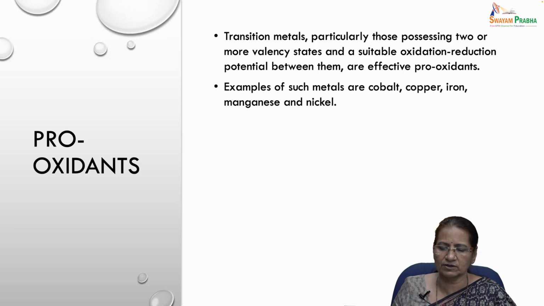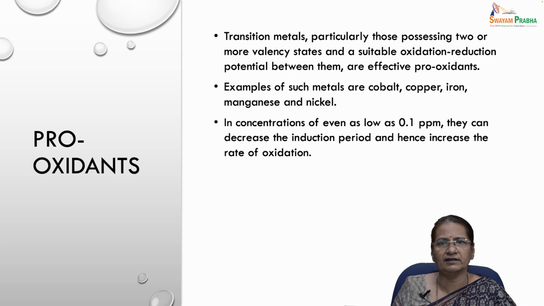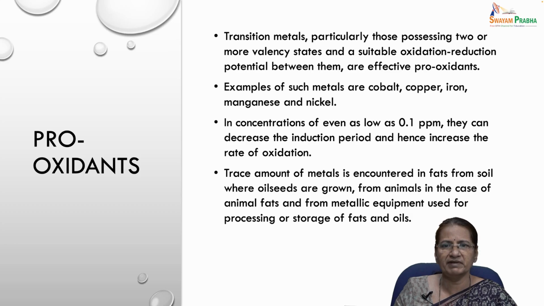Examples of such metals are cobalt, copper, iron, manganese, and nickel. In concentrations of even as low as 0.1 ppm, they can decrease the induction period and hence increase the rate of oxidation. Trace amounts of metals are encountered in fats from soils where oil seeds are grown, from animals in the case of animal fats, and from metallic equipment used for processing or storage of fats and oils.